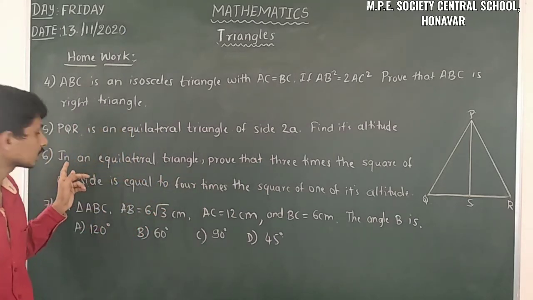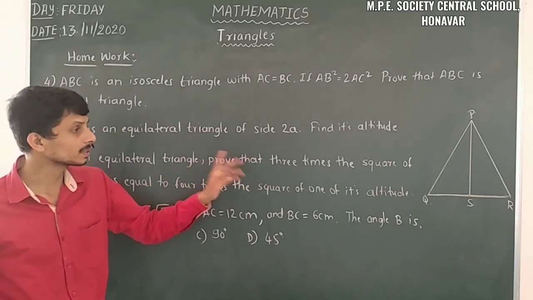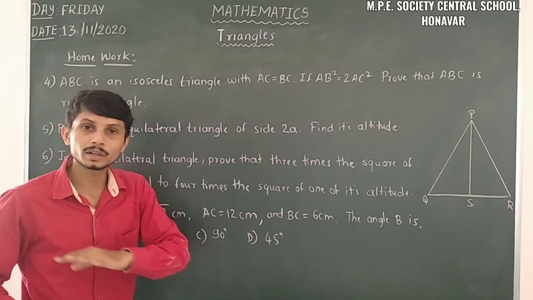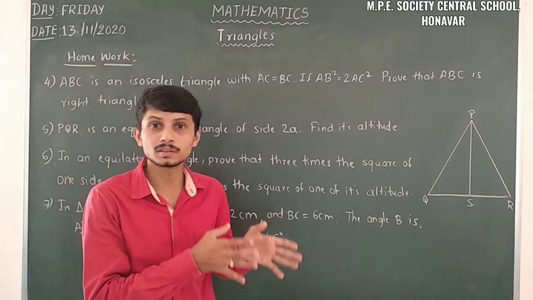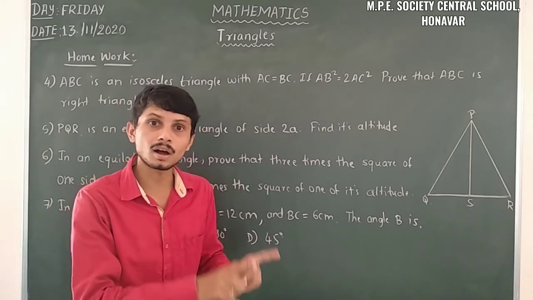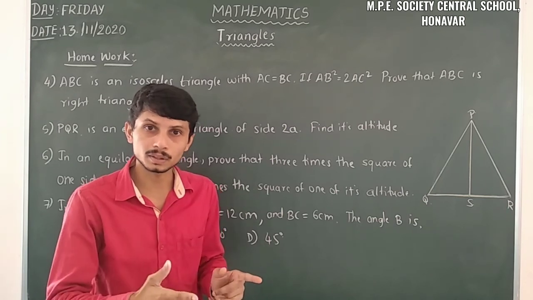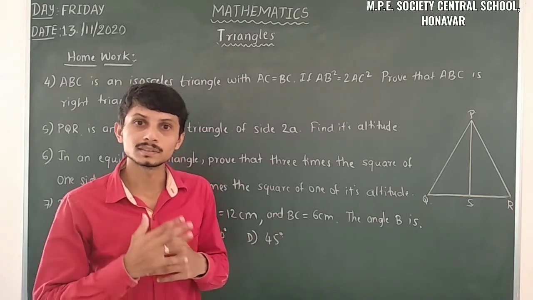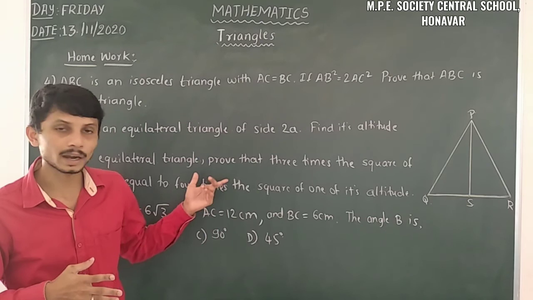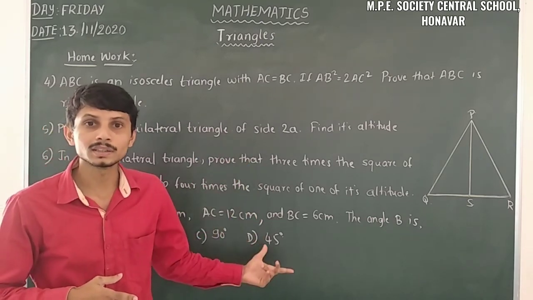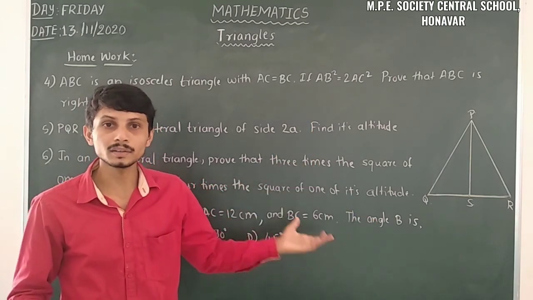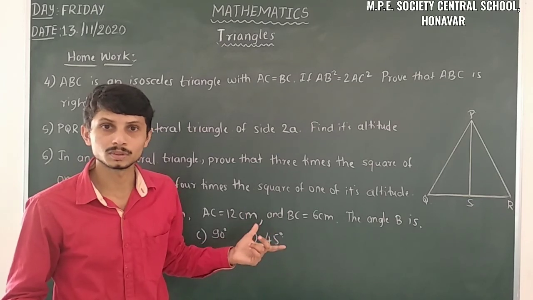And then the third problem, that is in an equilateral triangle, prove that 3 times the square of one side is equal to 4 times the square of one of its altitudes. So this problem is based on the second problem we solved, which is also about an equilateral triangle. There we took all the sides equal to A. After that we converted some of the sides and angles to A by 2, A by 3. Like that we solved. Here also we have to take the same thing and insert the Pythagoras theorem in some of the triangles, and then we have to get the proof. So try to prove that one.